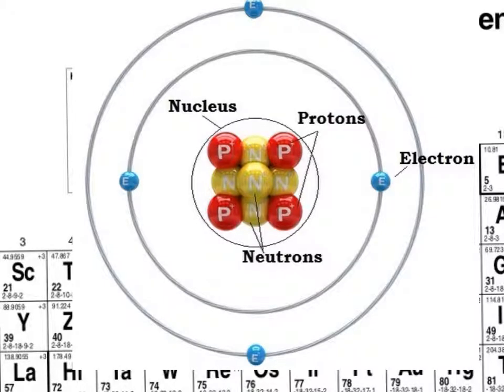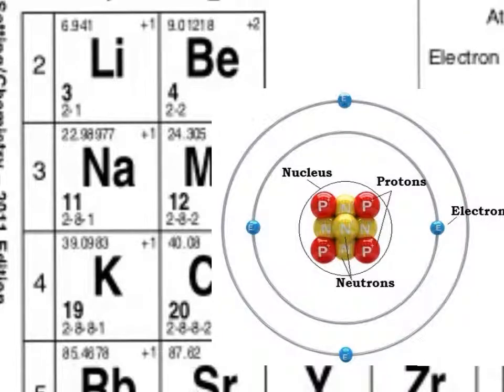Let's take a look at this picture. In this picture, you have the first ring, which is right here, or the first energy level, and in that first energy level, you have 2 electrons. If you look at beryllium's electron configuration, you'll notice that it has 2 electrons listed in its first ring.